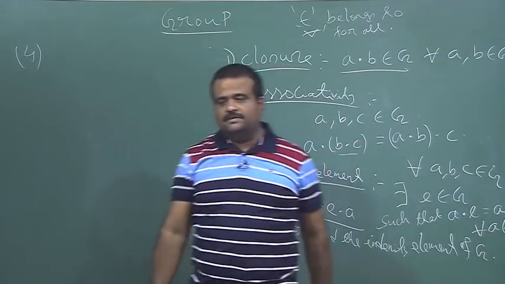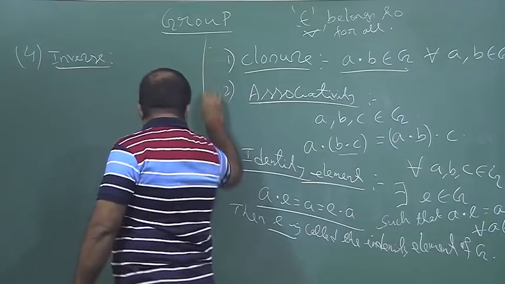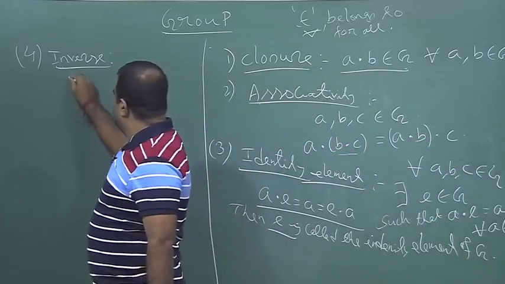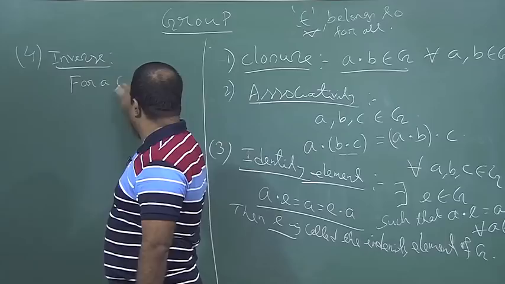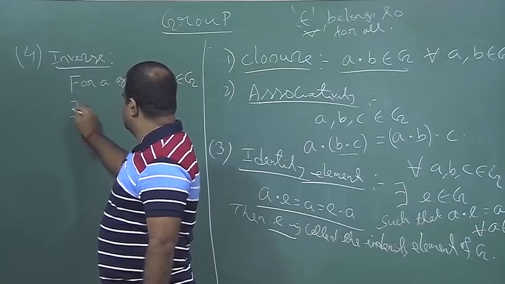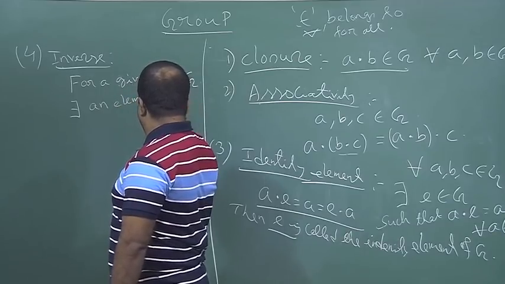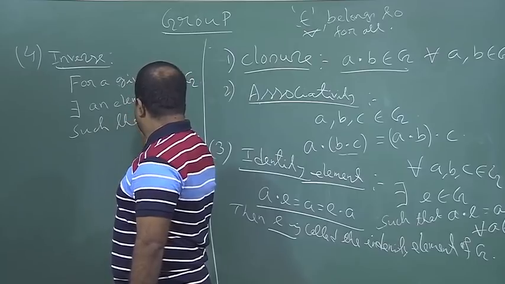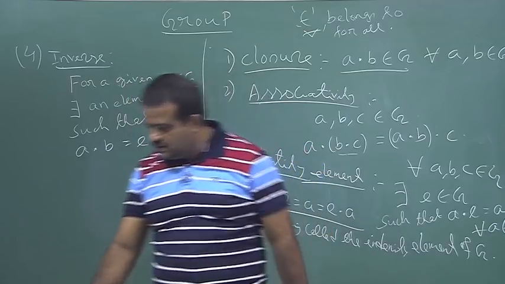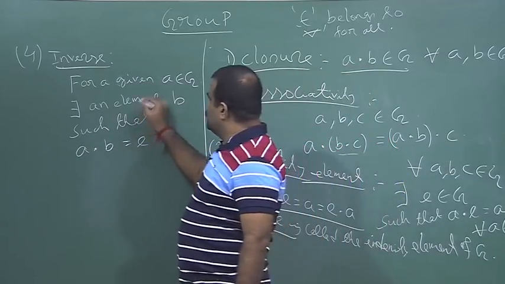So, each element should have an inverse. Okay. So, what do we mean by inverse? For a given element, for every element, there must exist an element B such that A dot B must give the identity. Okay. A dot B must give the identity. So, this must be for every element.